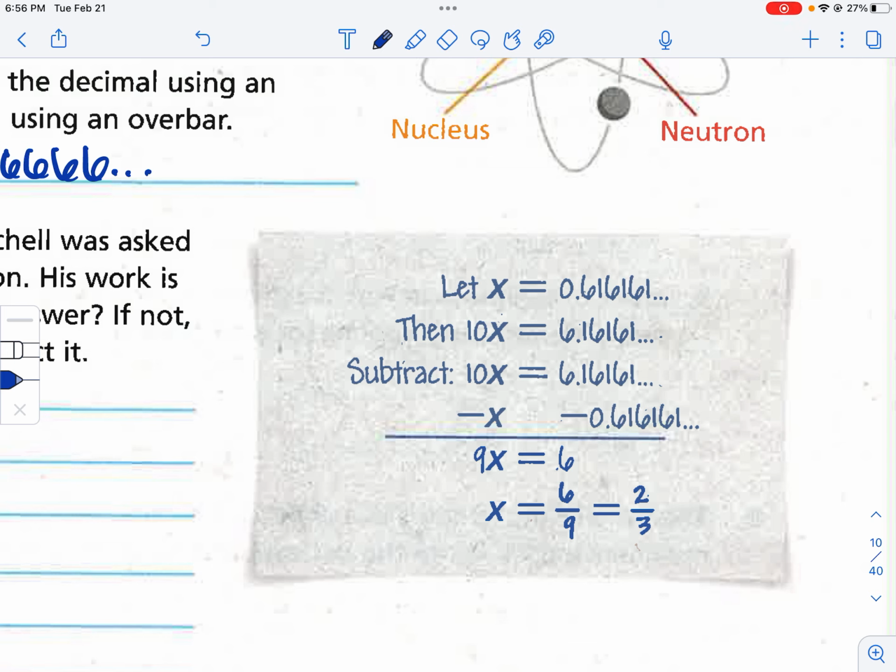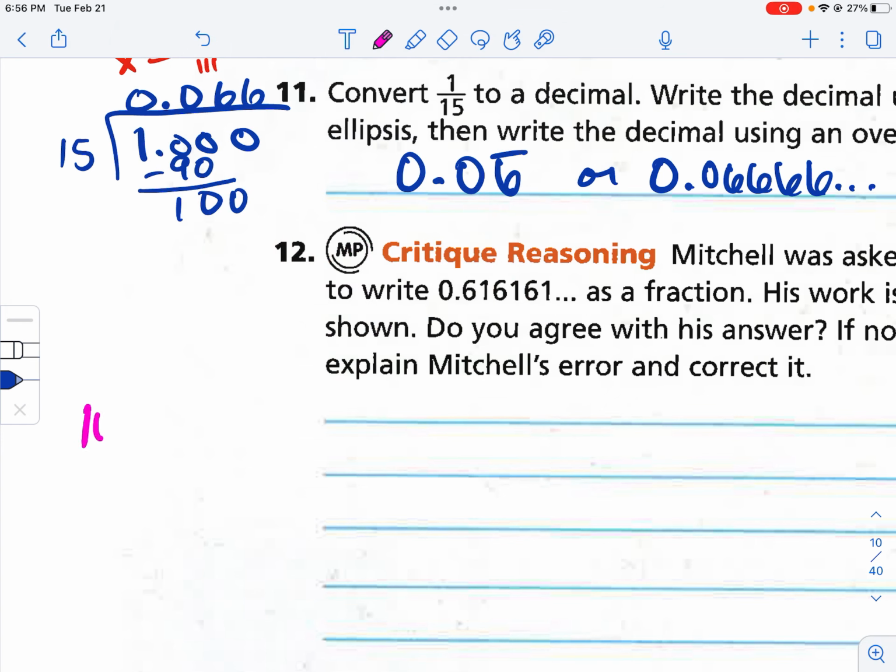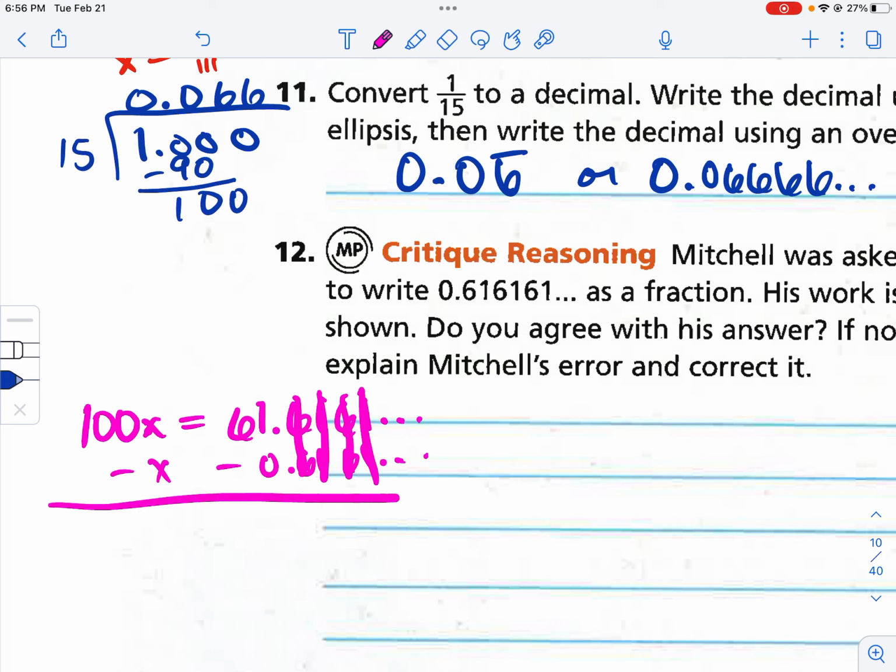I do not agree because this 6 should be under that 1 right there because he didn't line up his decimals. So what he should have done, and I'll change it again, is he should have multiplied by 100 and gotten 61.6161... and then subtracted. Notice how my decimal is lined up exactly.